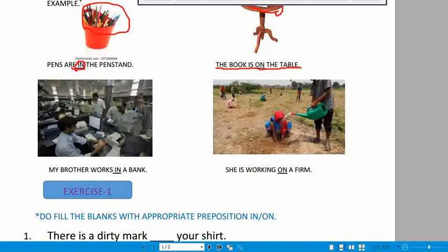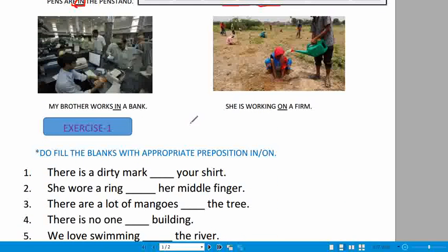Now let's look at another picture. Here, my brother works in a bank. If the workplace is a building, that means a covered area, then in is used. And if the workplace is not enclosed, then we will use on. She is working on a farm. Look, the farm is not enclosed by a building, so on is used.